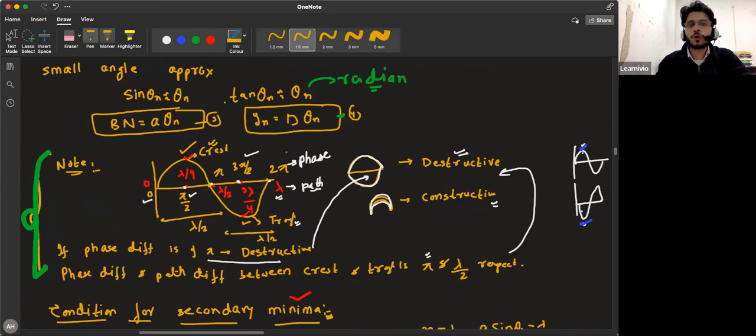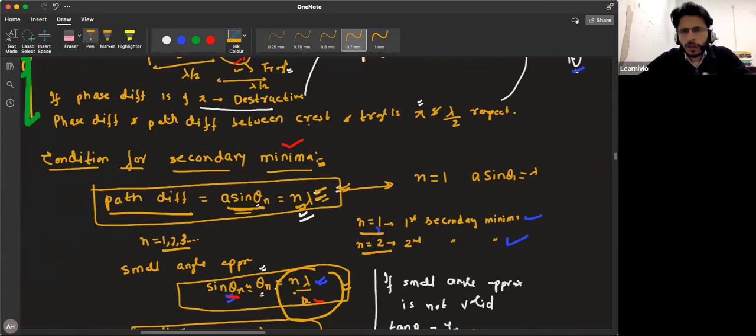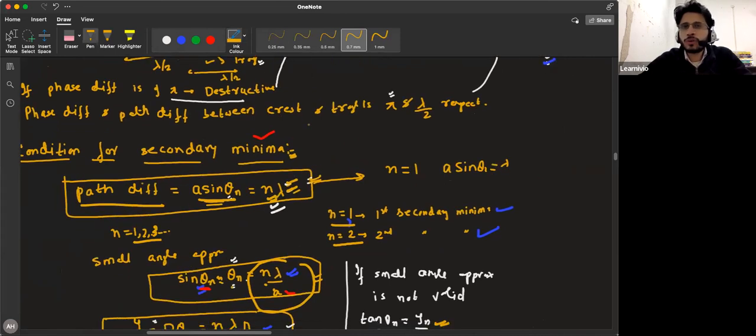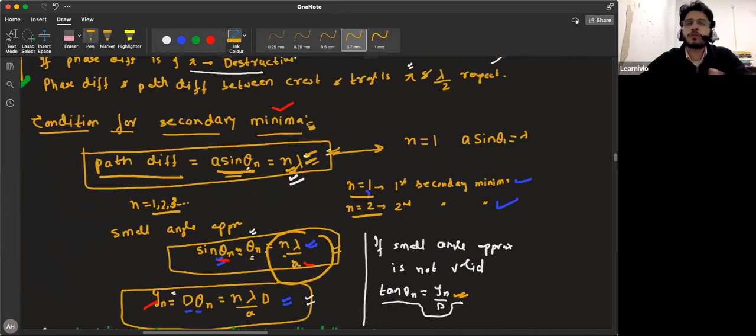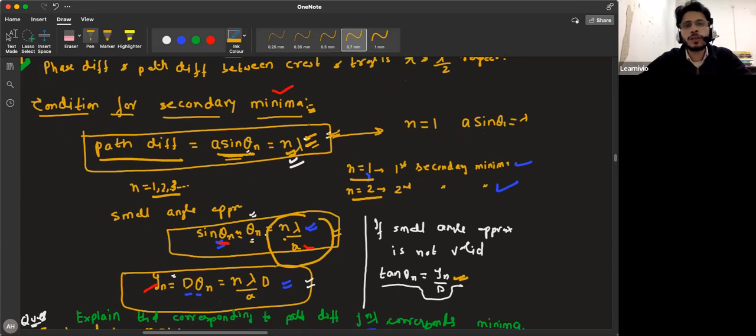We need conditions for which you get a bright fringe or a dark fringe. In diffraction, we usually don't use the word fringe. Instead of fringe, we use secondary minima or secondary maxima. Secondary minima is the term for the dark fringe and secondary maxima is the term for the bright fringe. So we need conditions for secondary minima.